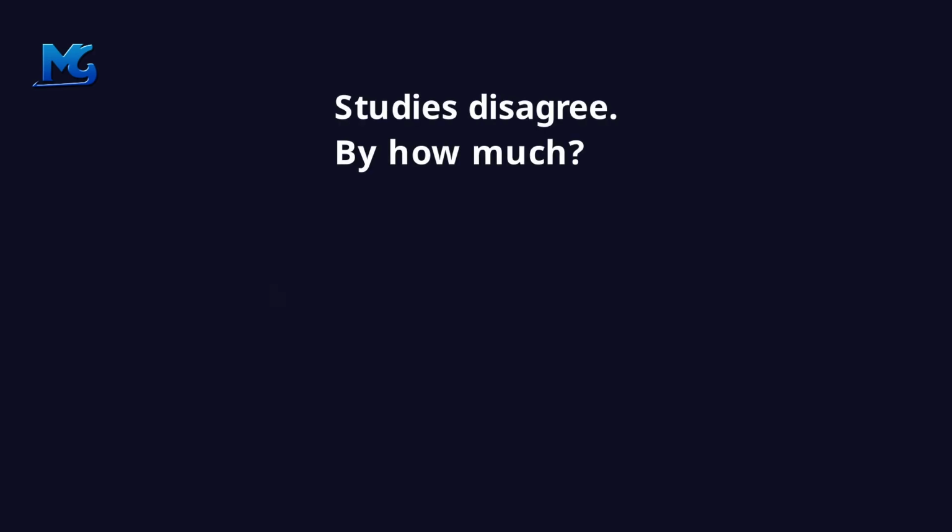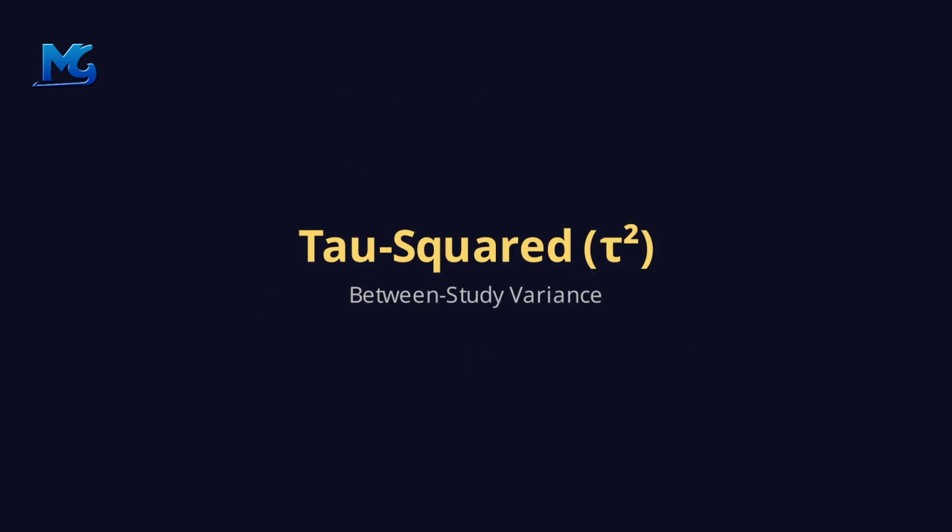Studies disagree. By how much? 5 studies tested the same treatment, and they got 5 different effect sizes. So how much do they really disagree? That's what tau squared measures. How much the true effects vary from study to study.